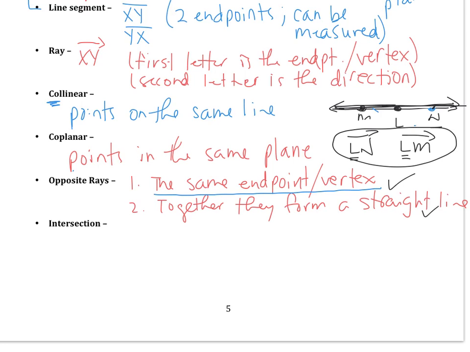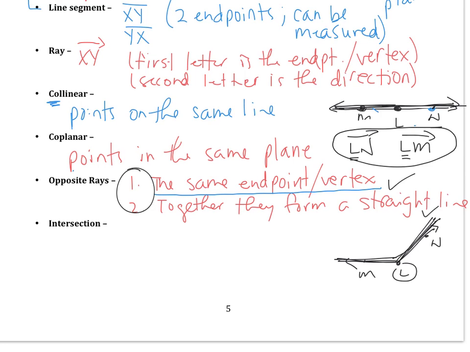Last one, I'll use the same letters, but this time I'm going to do this. I'm going to say M, L, N. If I asked is LM and LN opposite rays, you would say no, because even though they start with L, they're not forming a straight line when you put them together. It's kind of bent. So that's the big thing. It has to fit both of these criteria.